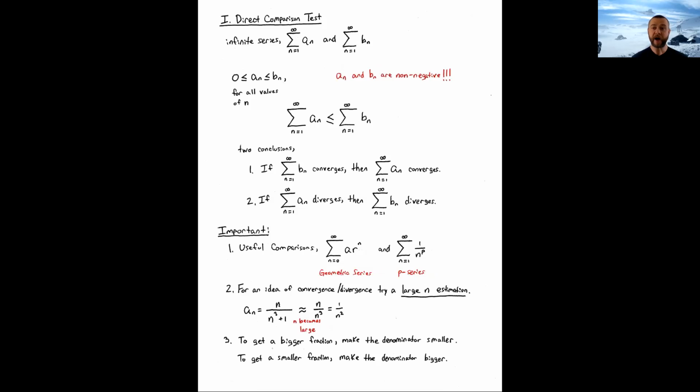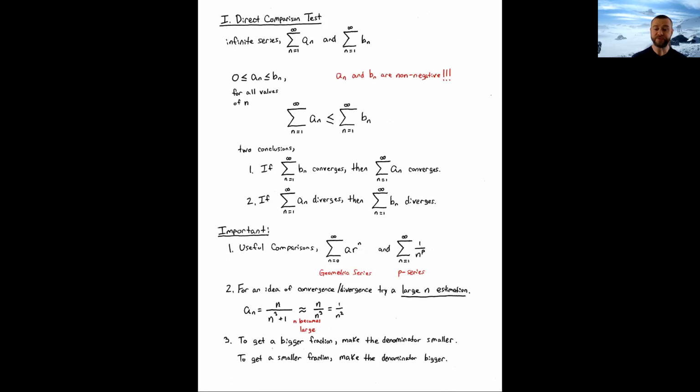All right, and a third and final useful thing to keep in mind is how you can find a bigger or smaller expression or term. To get a bigger fraction, you can make the denominator smaller. To get a smaller fraction, make the denominator bigger. So it's this inverse relationship.